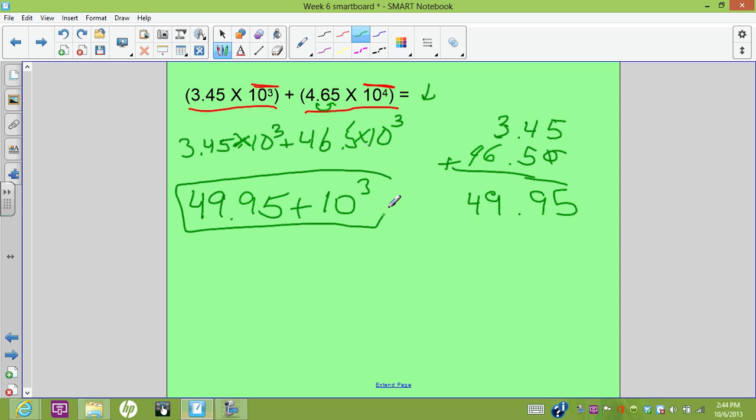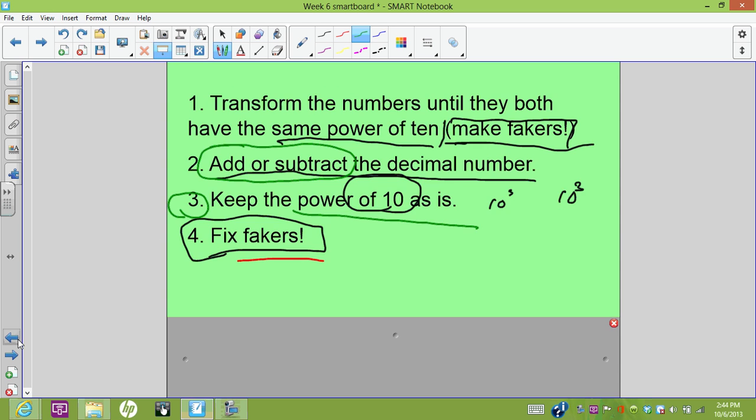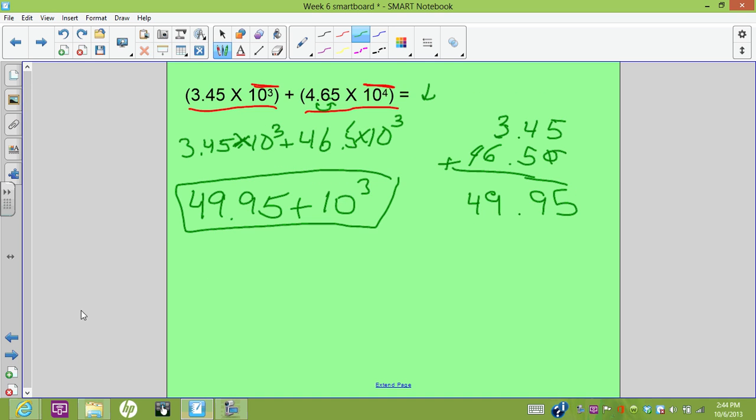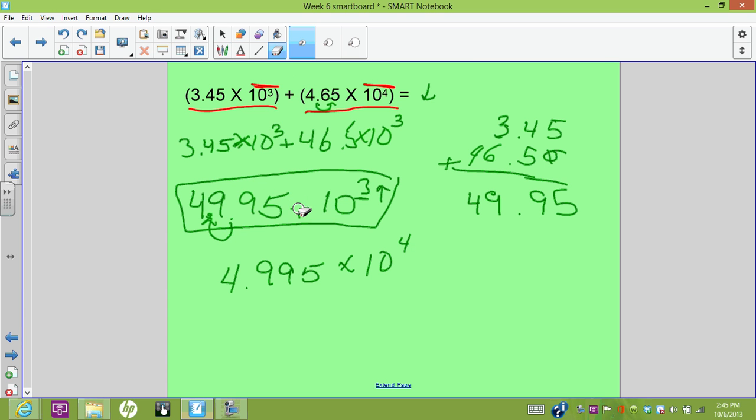But are we done yet? Is that our final answer? I hope you said no, because our step 4 is to fix the fakers. Even though we just made a faker in our second step, now we have to fix this faker. So this decimal point has to go back over to the left one spot, which means my exponent is going to go up 1. So I have 4.995 times 10 to the 4th power. And in writing that, I noticed that I made a little mistake. That is not supposed to be a plus sign. That should be a multiplication sign. So our final answer for this one is 4.995 times 10 to the 4th.